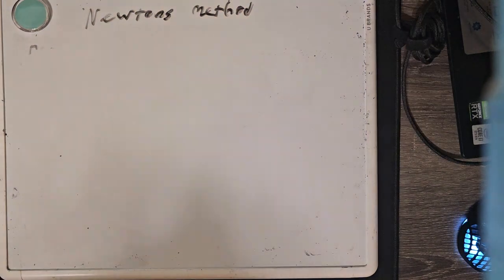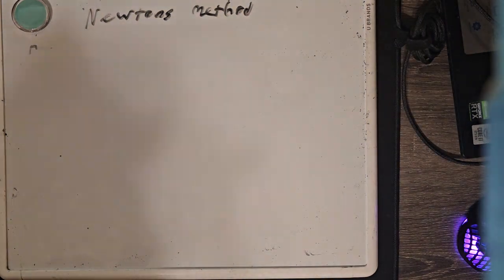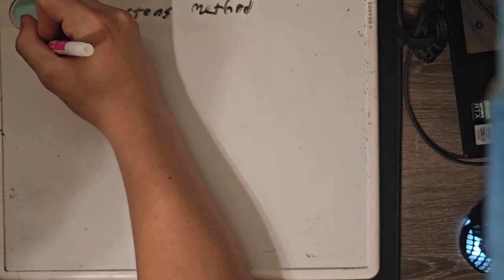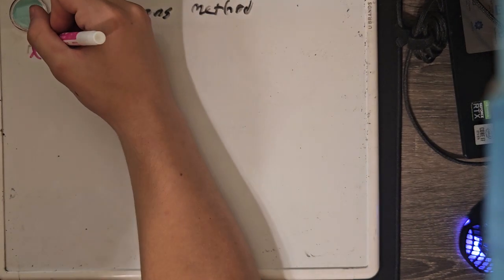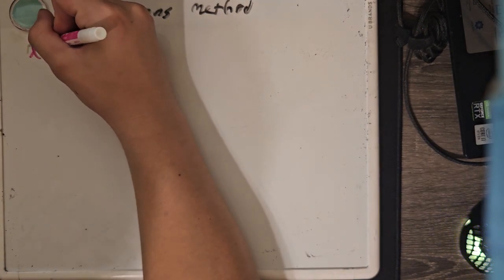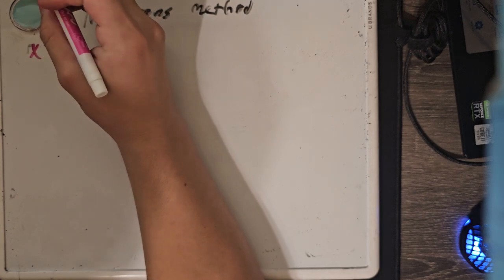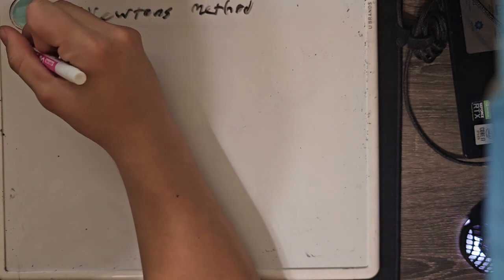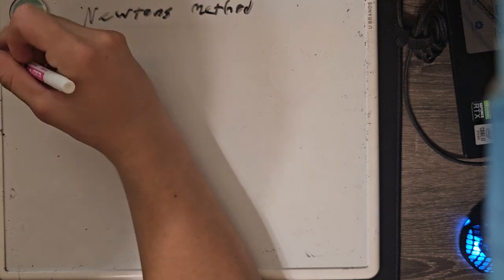Newton's method is a way you can find the zeros of a function without using a graphing utility or factoring or any of the other forms of zeros we used before. So for example, x squared minus 6.